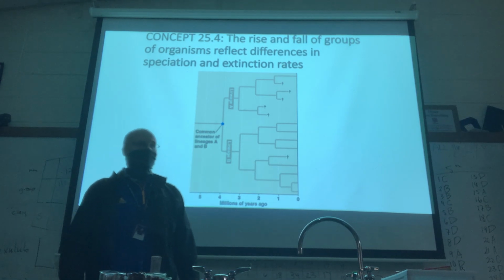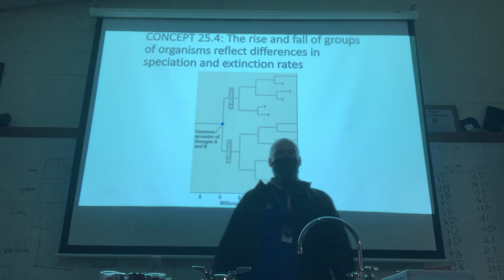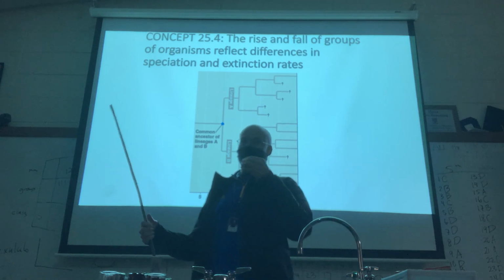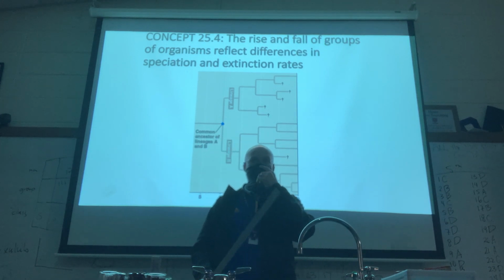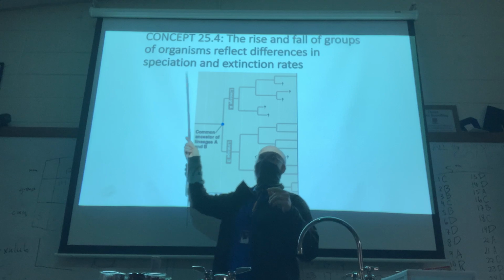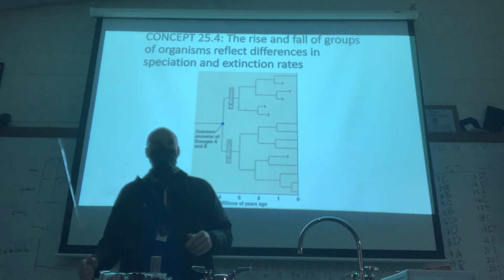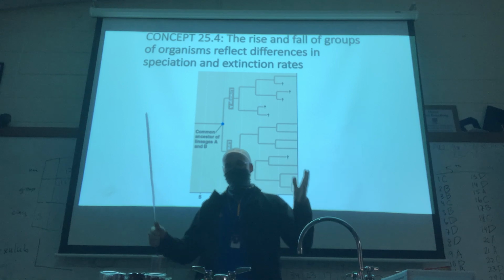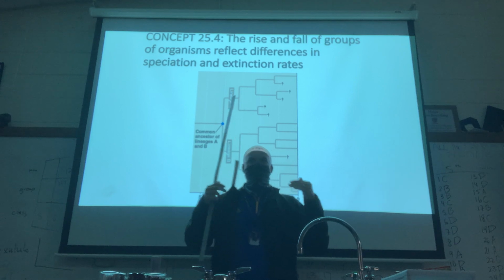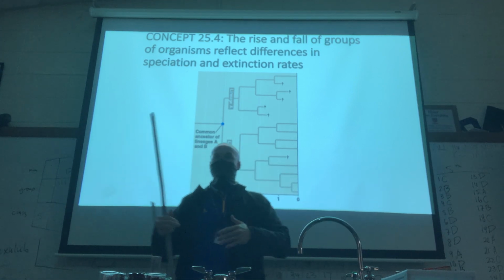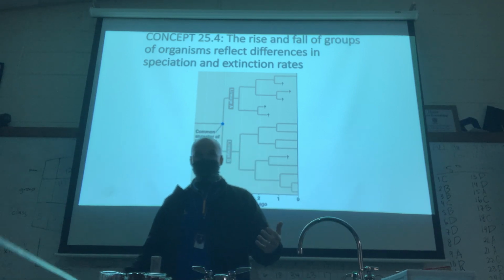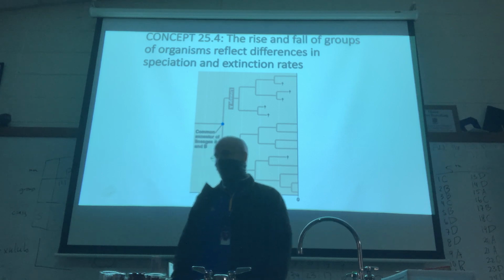The end of chapter 25 looks at major global events and genetic phenomena that affect both speciation and extinction rates. At different times in Earth's history, we have seen some to many species disappear very quickly, others appear at a very fast rate. So that's what we're going to look at today.